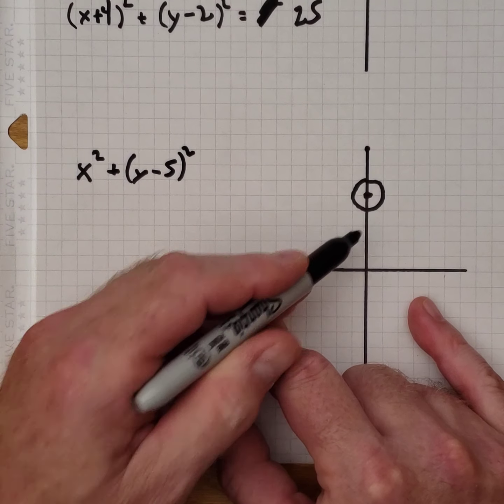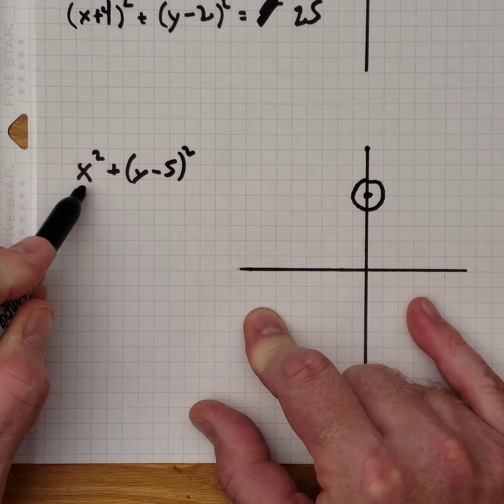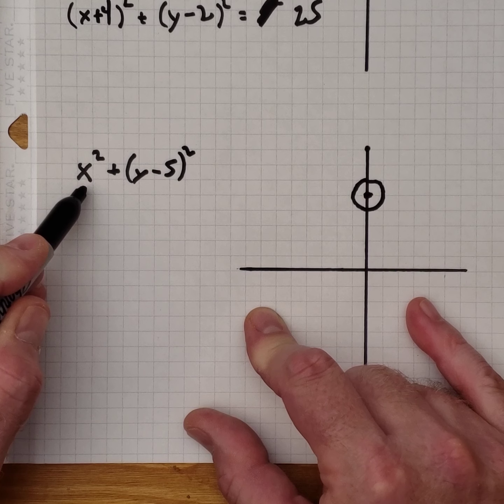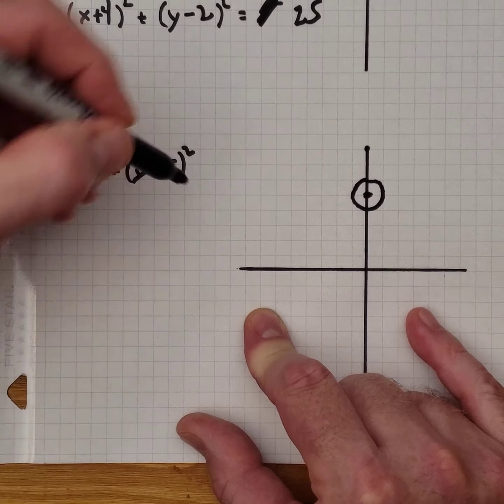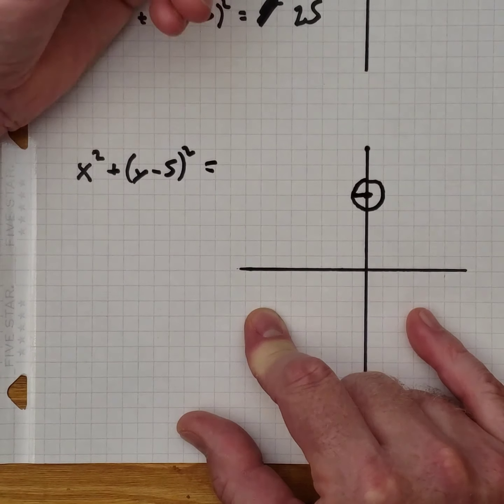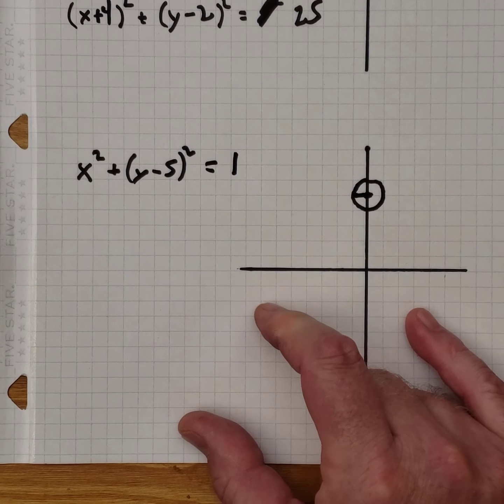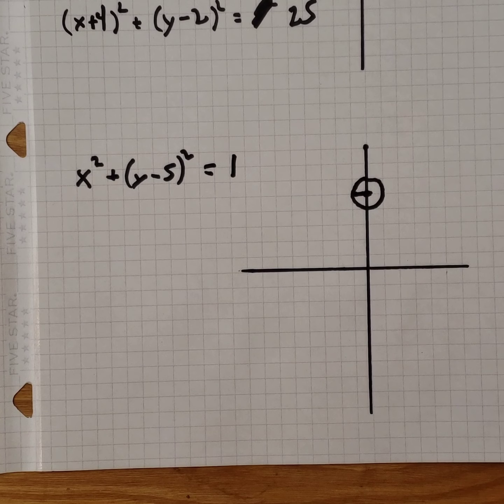Right? If it's 0, we wouldn't write x minus 0. It wouldn't be wrong to write it that way, but we don't need to. y minus 5. And then our radius here is just 1 unit. So 1 squared. There you go. That's all there is to it.